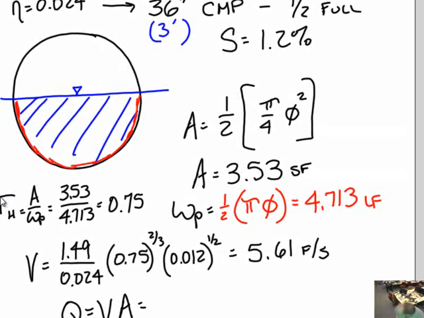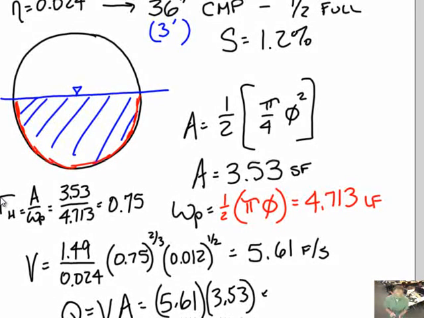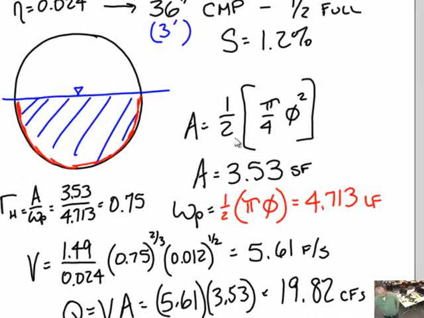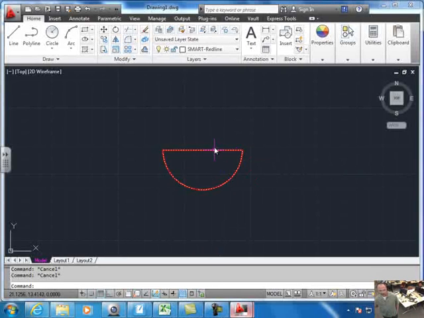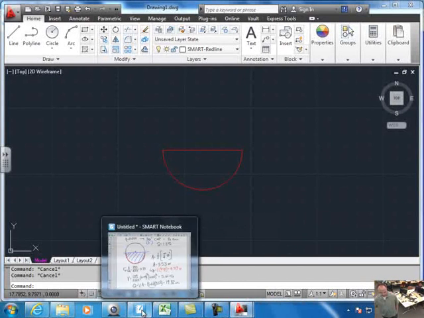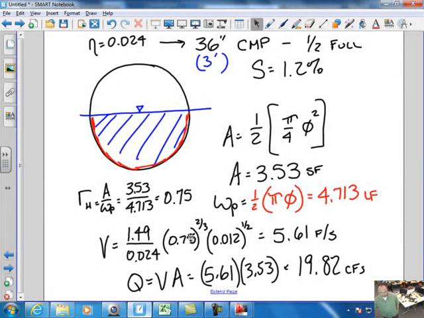Thus Q is equal to VA, so I have 5.61 times my area of 3.53. The flow flowing through this pipe is going to be 19.82 CFS. So we have the ability to calculate our wetted perimeter and our area for a variety of different shapes and sizes. And if you need to, you can draw it in AutoCAD right here and calculate those parameters. And then based off of those parameters, we know this is my geometric parameters, this is my longitudinal parameter, this is my pipe roughness. We can figure out the velocity, and thus Q flowing through each open channel section.